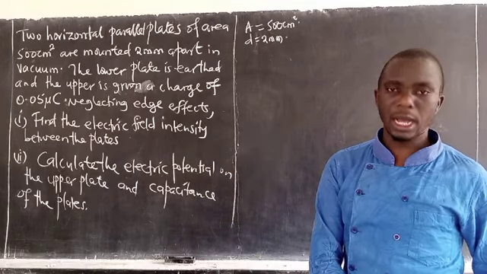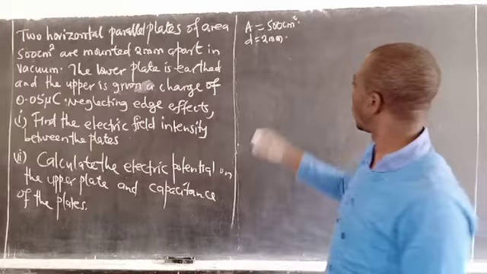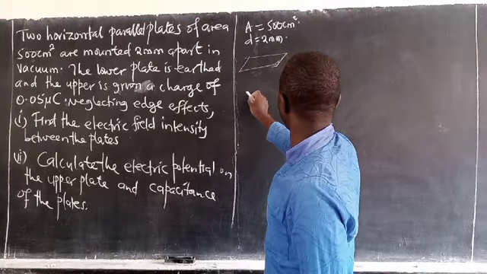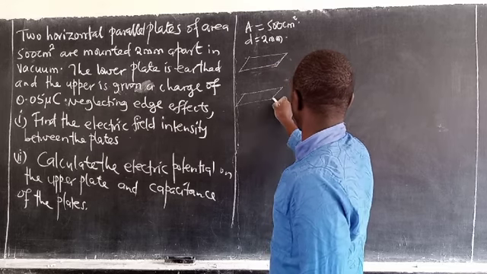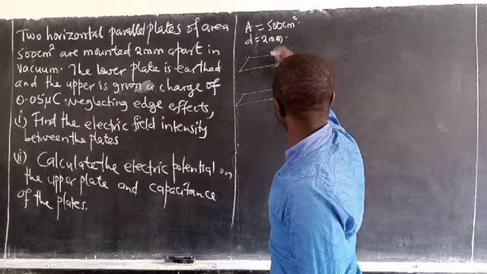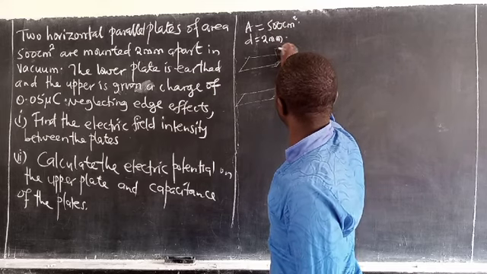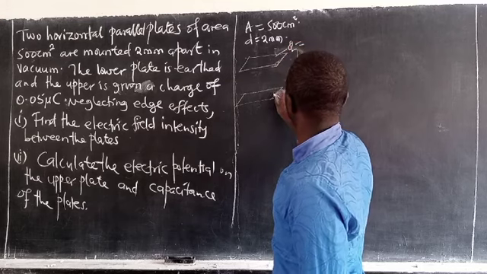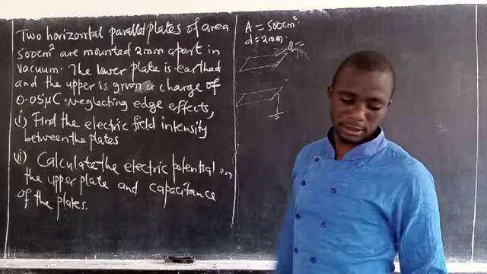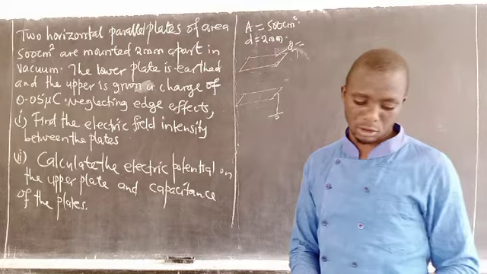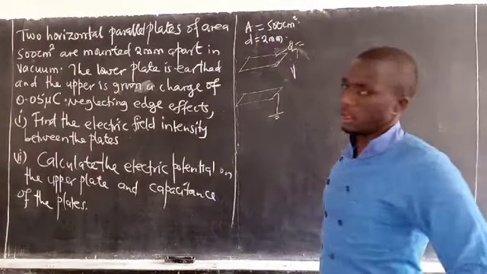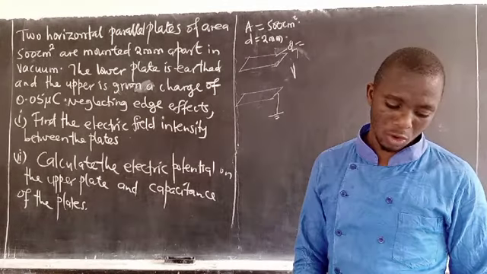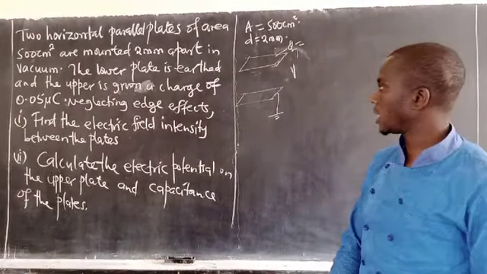So maybe we can do some sketching. This is the upper plate, then there is the lower one. We are told the area is there, the distance is given here. This one is given a charge, and this one is earthed, meaning that it creates a potential difference, V, across the plates. We are finding the electric field intensity.